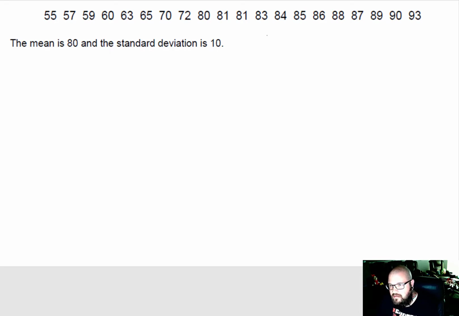So with this data that's listed in front of you, there is a sample size of 20. There's 20 values there that we have above. Out of those values, the mean is 80 and the standard deviation is 10. So with this, we're going to start out talking about percentiles.